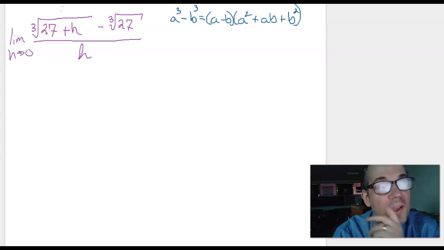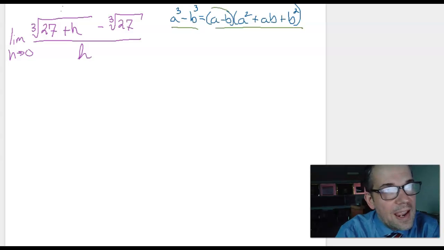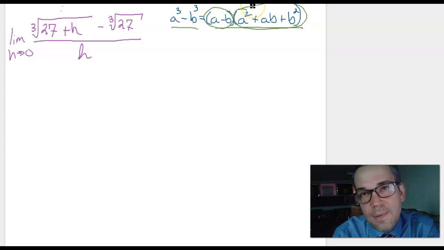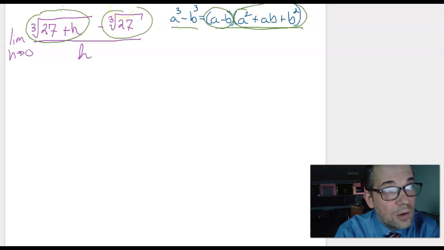But here we're going to use this thing backwards. So I just want to emphasize something. When we say a cubed minus b cubed equals all of this stuff, we're also saying that if I take a minus b and multiply it by a pattern that looks like a squared plus ab plus b squared, if I were to multiply that out, it would become a cubed minus b cubed. And it would also be great if I could find some way to get this thing cubed minus this thing cubed, because then those cube roots would go away.